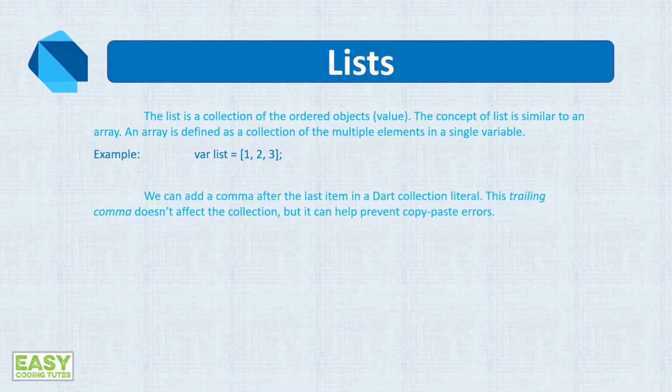We can add a comma after the last item in a Dart collection literal. This trailing comma does not affect the collection, but it can help prevent copy-paste errors. Example, where list is equal to car, boat and plane. Here we have a comma after plane, so it's fine, we will not get any error.